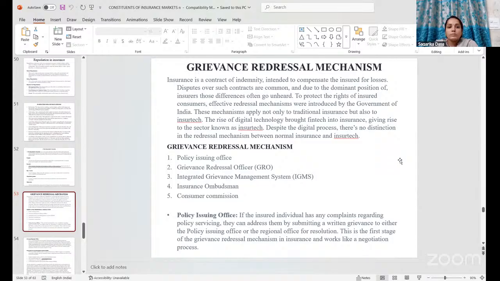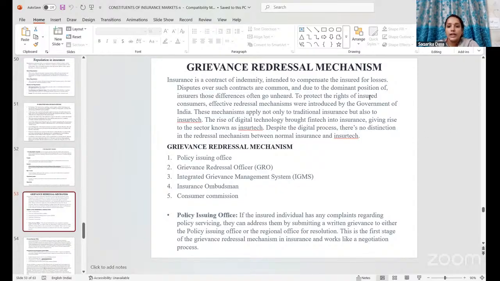Then we have another concept called grievance redressal mechanism. Insurance is a contract of indemnity, that is protection intended to compensate the insured for the loss. Disputes over such contracts are common and, due to the dominant position of the insurance companies, those disputes often go unheard. Because it is a contract between two parties, the insurance policyholder and the insurance company, conflicts will usually arise. The disputes will usually arise.